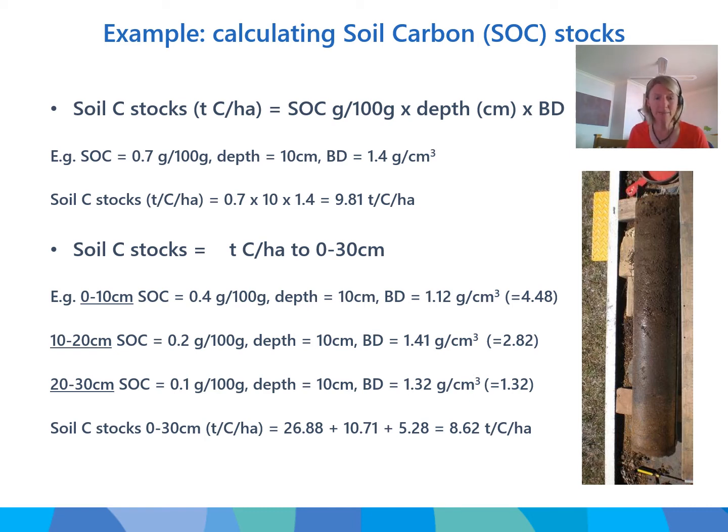So in this example here, we had 4.48 tonnes in the top 10 centimetres, we had 2.82 tonnes in the 10 to 20 centimetres, then we had 1.32 tonnes in the 20 to 30 centimetres. We sum those together and we get 8.62 tonnes of carbon per hectare.